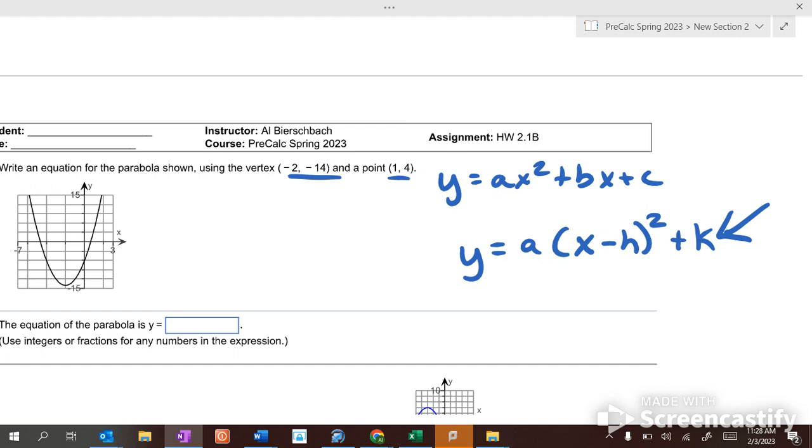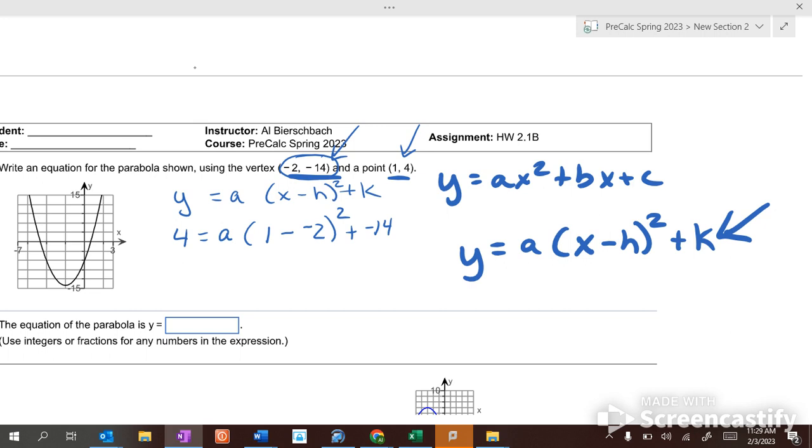All right, so let's use this. If y equals a times (x minus h) squared plus k, we're going to fill in the vertex for h and k. And then this is going to be our y and x. So 4 is going to equal a times (x, which is 1, minus the x value of our vertex, negative 2) squared, plus a negative 14.